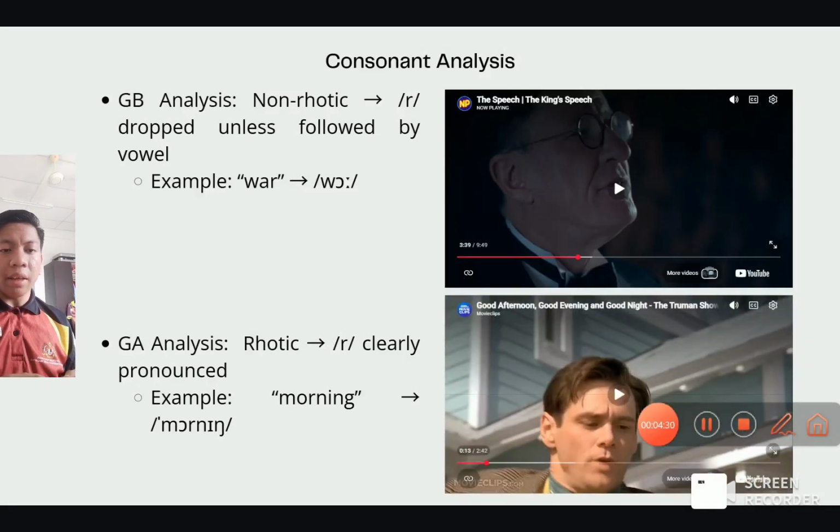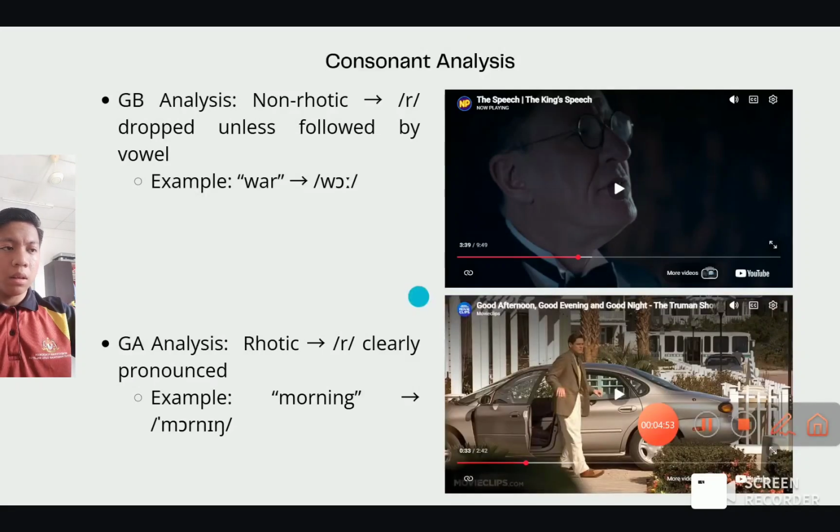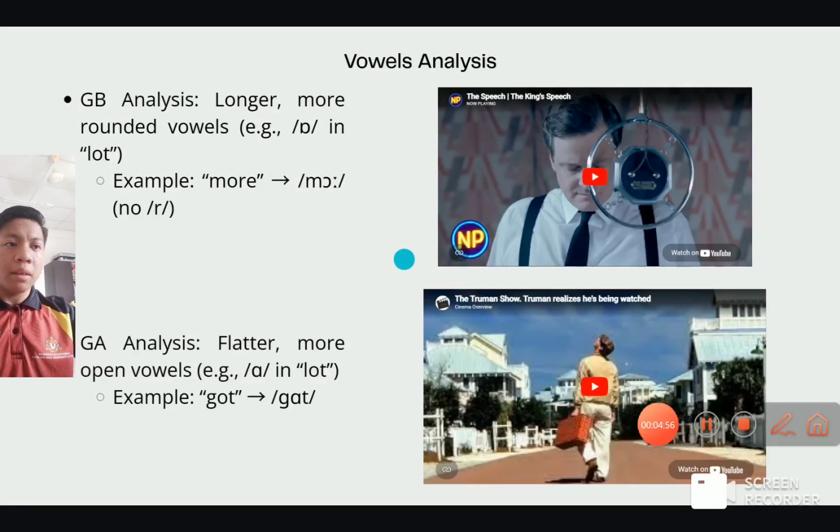Now, as you can see, the R in morning is clearly pronounced. So these are the differences between the consonants in General British and General American accents. Next is the vowel analysis. For General British, the vowels are longer and more rounded. So, for example, the word more.